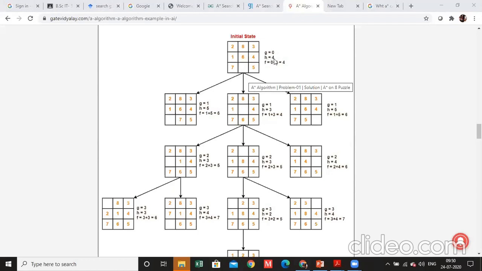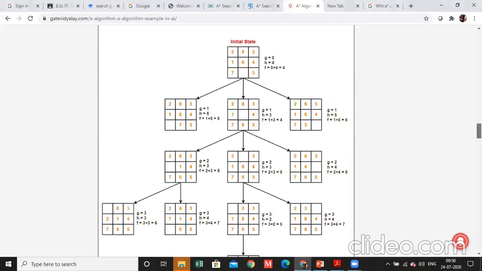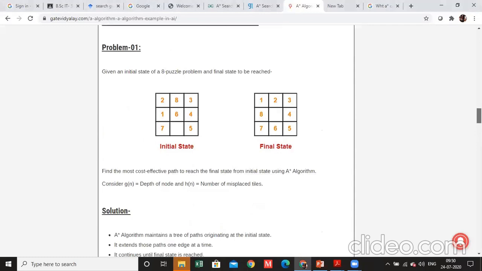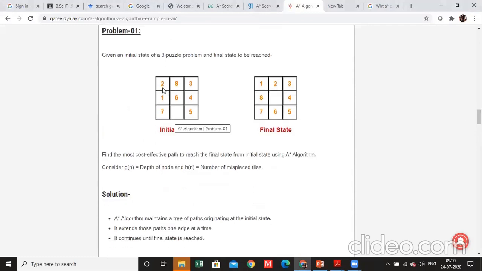So you already know how we calculate h, the heuristic function, because we calculate the misplaced tiles. Here 2 is misplaced with the 1, so 1. Then 8 is also in the wrong position, so 2. 3 is in the right position. Here 1 is also in the wrong position, so 3. Okay, 4 is in the right place, 7 is also right, and 6 here is in a wrong place.